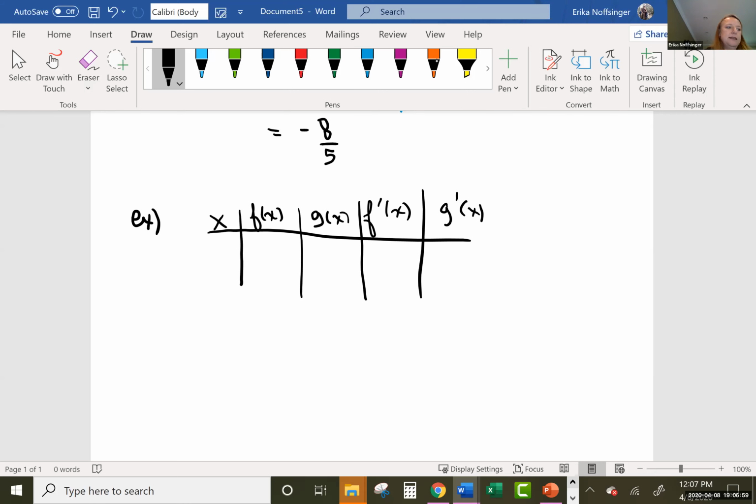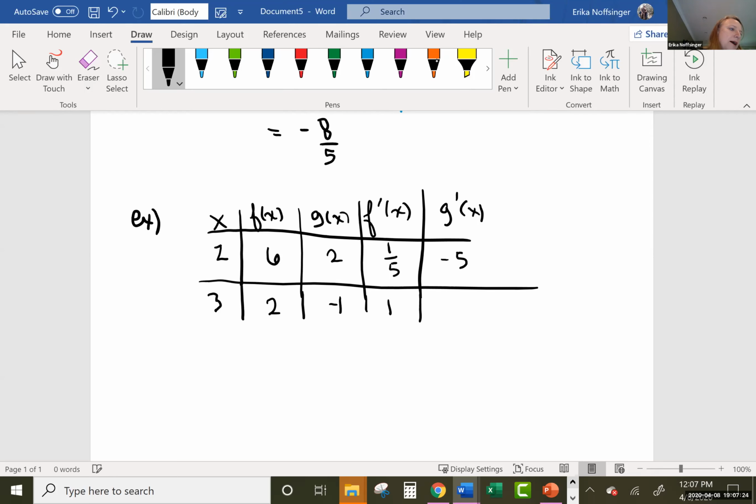And so when x is equal to 2, we get back 6, 2, 1/5, and -5 in that order, respectively. And so if x is 3, going horizontally, you would get 2, -1, pi, or 5. And so asking the following questions.